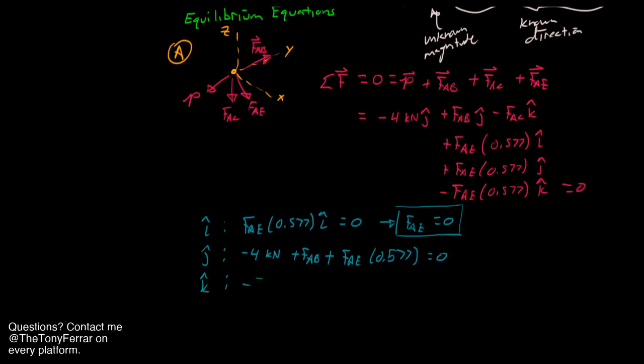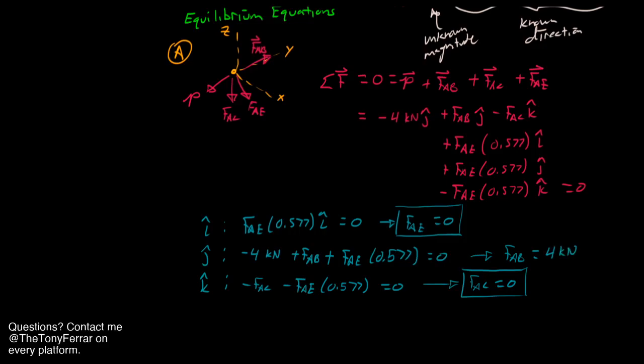Well, we've got minus FAC with a K hat on it. We've got minus FAE with a K hat on it, times 0.577, and that's equal to 0. Now we already showed FAE was equal to 0, so this one tells us that FAC must be equal to 0. And if we sub that into our J direction, we can solve and find that FAB is equal to 4 kilonewtons. It comes out positive.